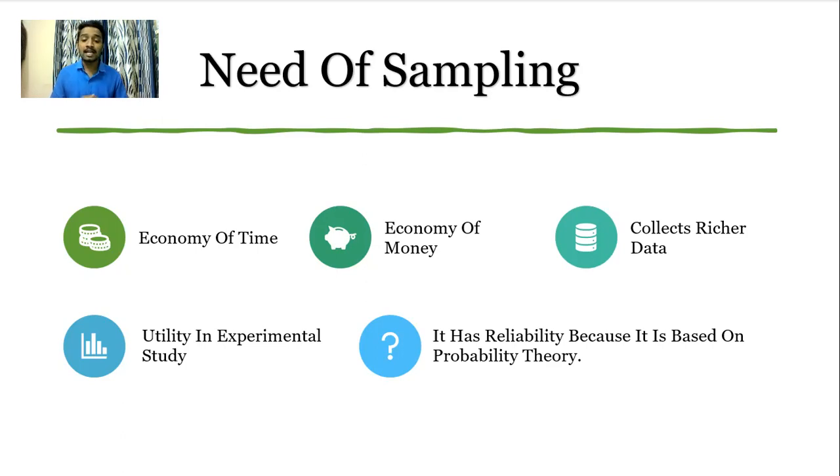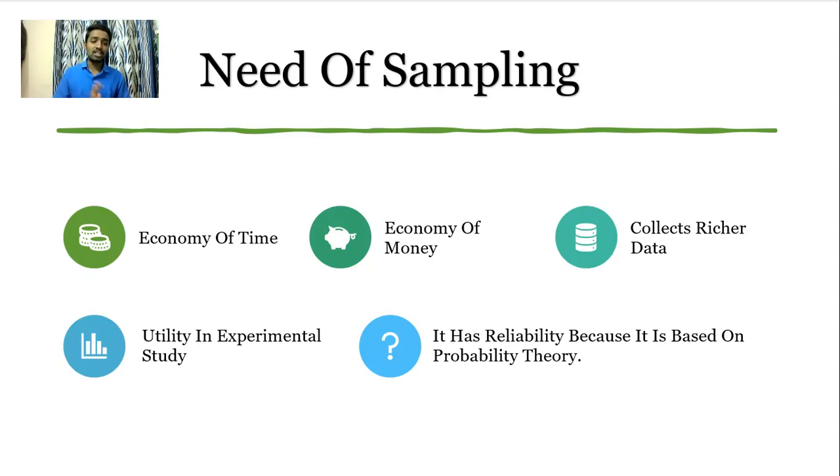Then, it has reliability because it is based on probability theory. Sampling is based on probability theory, where each and every individual has a chance to record his responses in the research. So it is reliable. The data it gets is reliable and has very validated content. That's why sampling is important here.